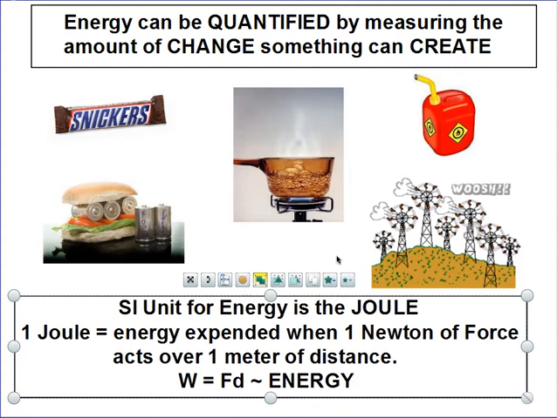The SI unit for energy is the joule, just like it is for work. And that should make sense: since work is the transfer of energy, and energy is the ability to do work, they should have the same units. 1 joule is the energy expended when 1 newton of force acts over 1 meter of distance. When you do 1 joule of work, you transfer 1 joule of energy from you to something else. And so it's the SI unit for both energy and work.